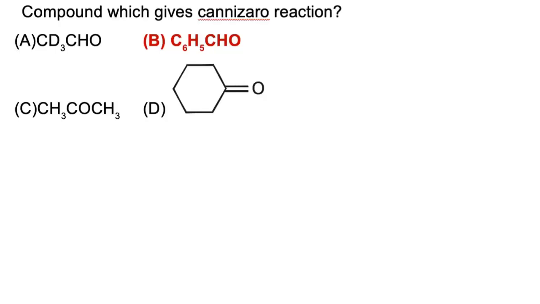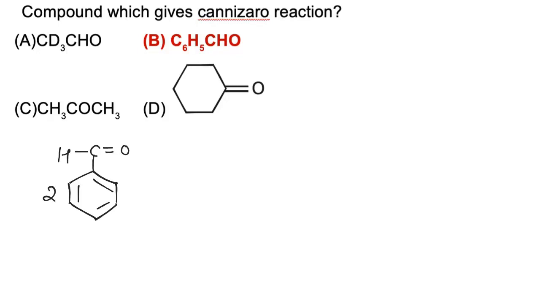In this question, we have to find which of the given compounds give Cannizzaro reaction. So any aldehyde which does not have alpha hydrogen, on reacting with 50% NaOH or 50% base, gives one equivalent of acid and one equivalent of alcohol. Now if we take benzaldehyde, this molecule does not have any alpha hydrogen.